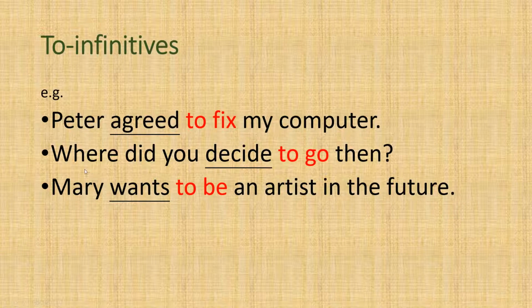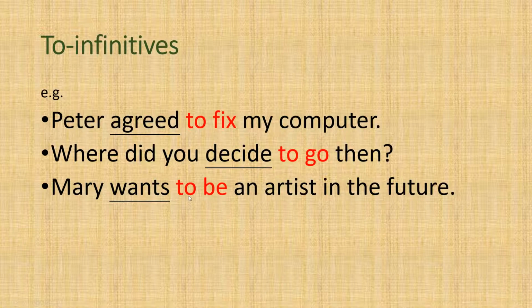Example 2. Where did you decide to go then? Decide to go then. Alright, the main verb is decide. You need to use to infinitive. Where did you decide to go then? You never say, where did you decide going then? This is wrong.